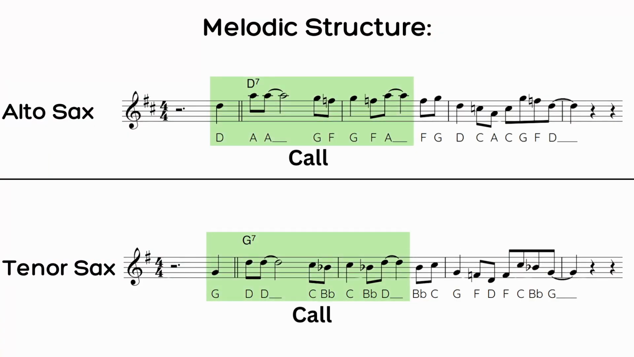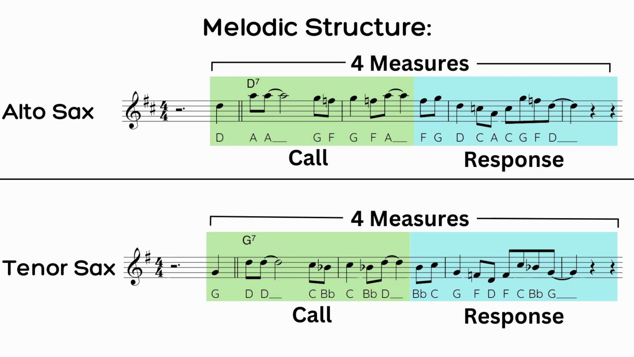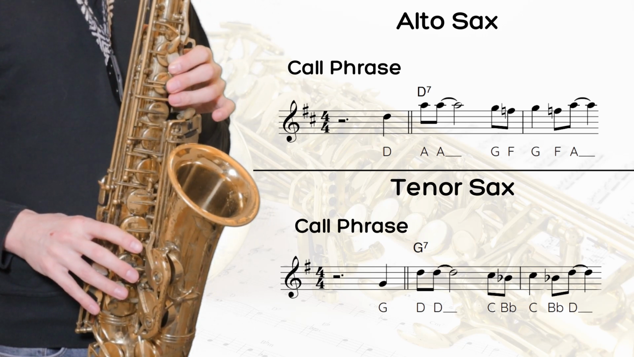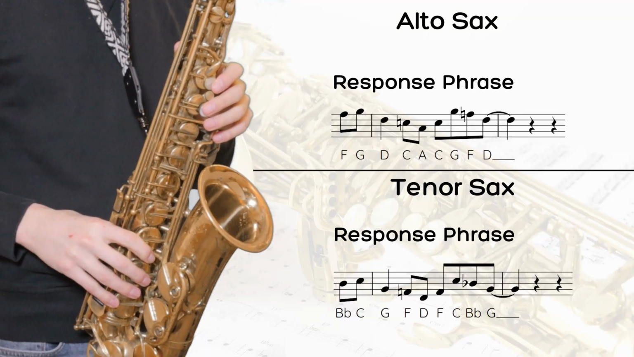Now along with limiting myself to just the notes of the minor pentatonic scale, I wanted to use the typical call and response structure. And these are 2 short phrases that complement each other nicely, and in total it's going to add up to 4 measures. So the call phrase, which lasts about 2 measures, goes like this. And then the next 2 measures we have the response phrase, which goes like this.